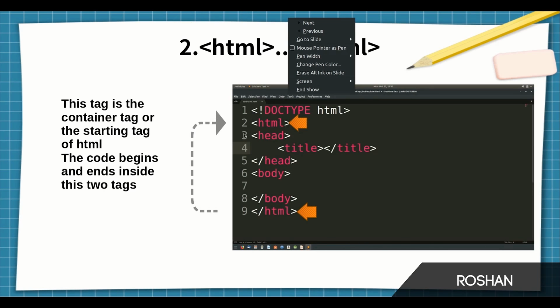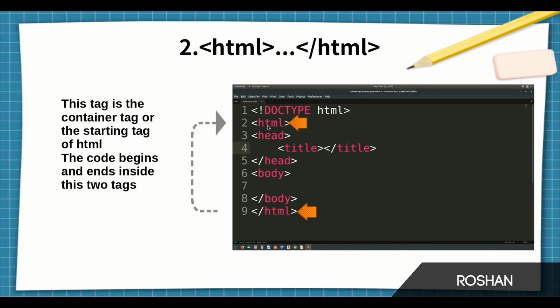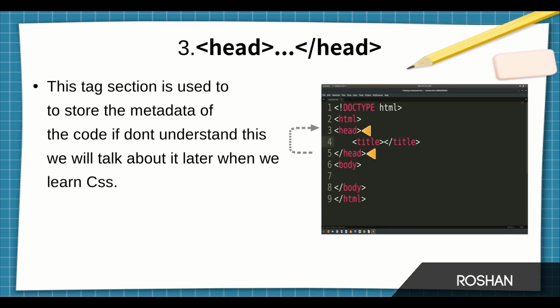Next, HTML opening and closing tag. You can see over here there are two tags, first at the second line and at the last line. So this is a kind of a container that is used to store all the code inside.